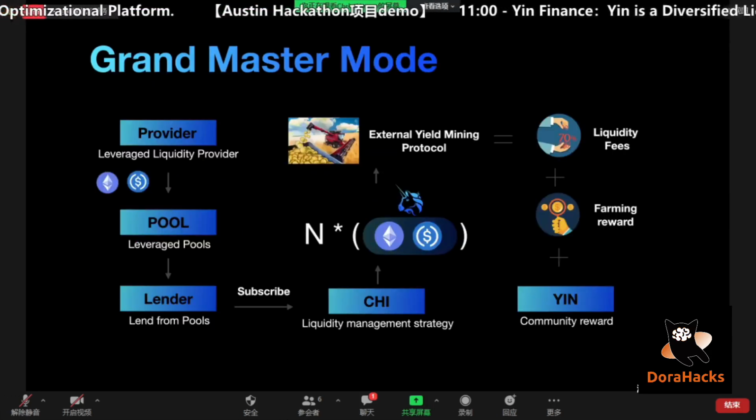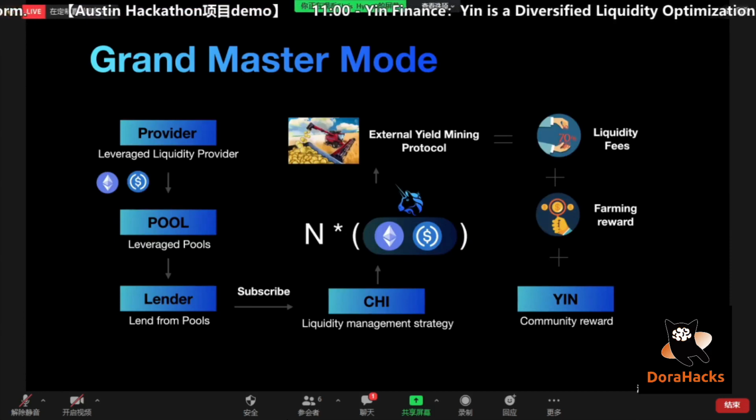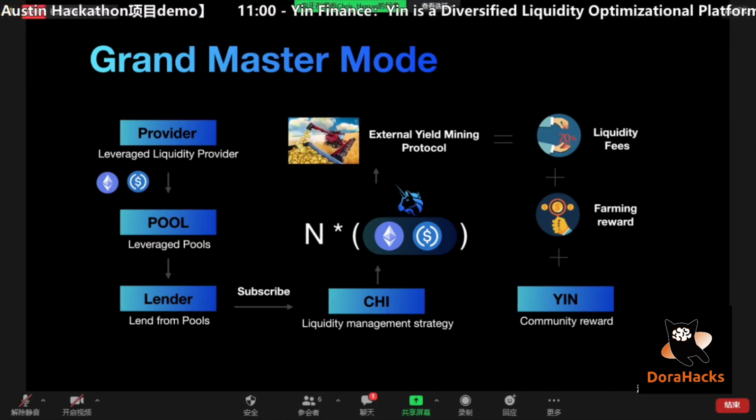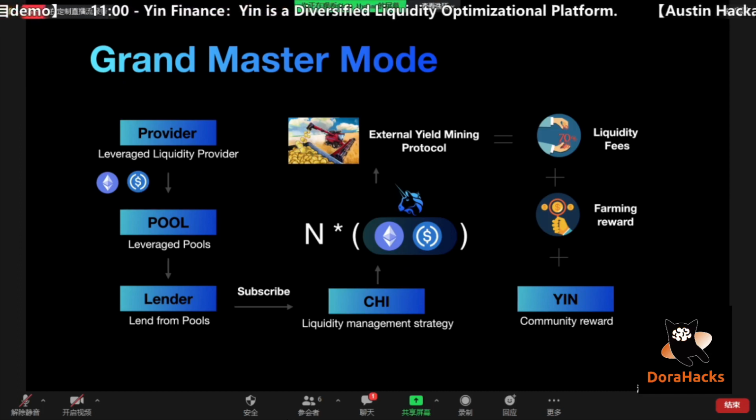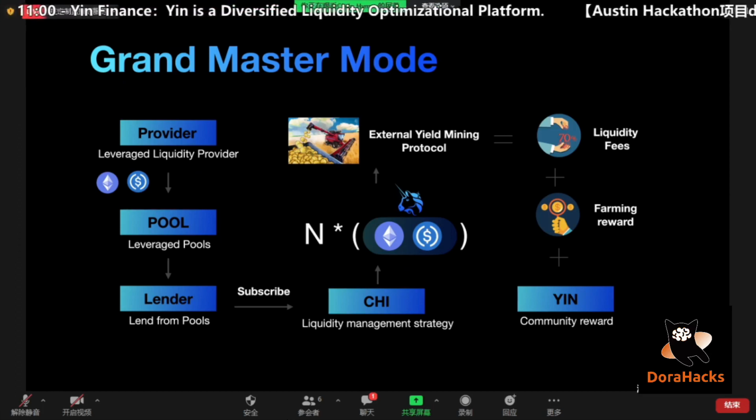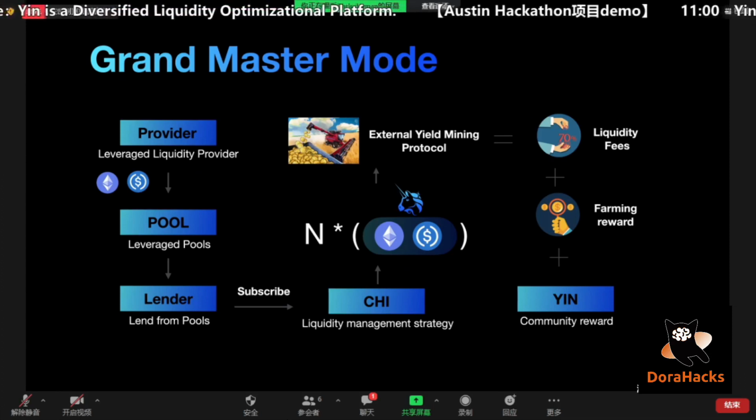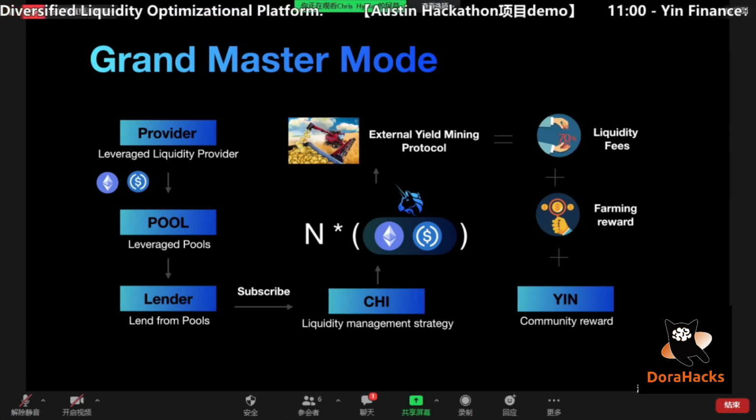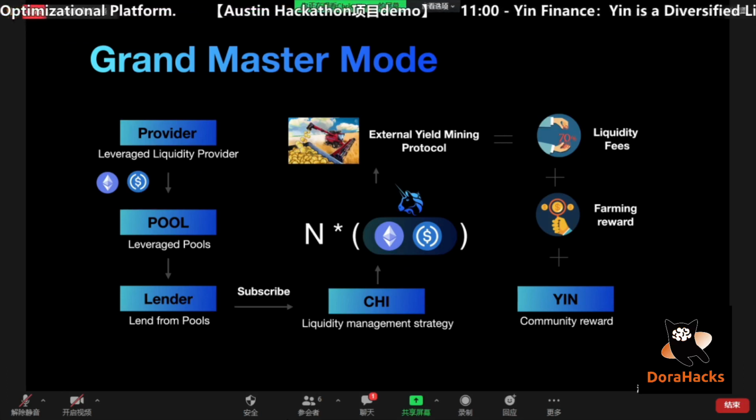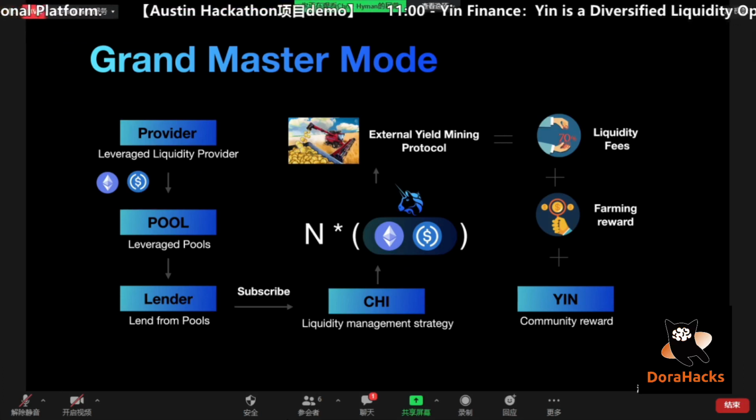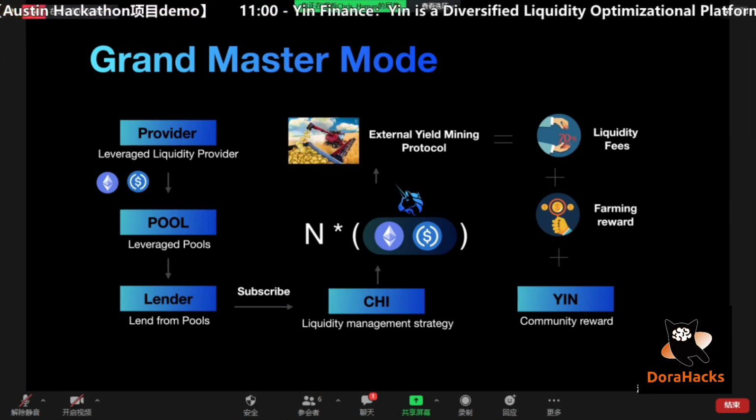Here's how this works. We call it Grandmaster mode. What's different from our normal yin-yang system? We have a provider, which provides access to our leverage pools. And there's a new character we call lender. They lend from this pool and get multiple, more assets, which can get more LP and more reward from the external yield mining protocol.